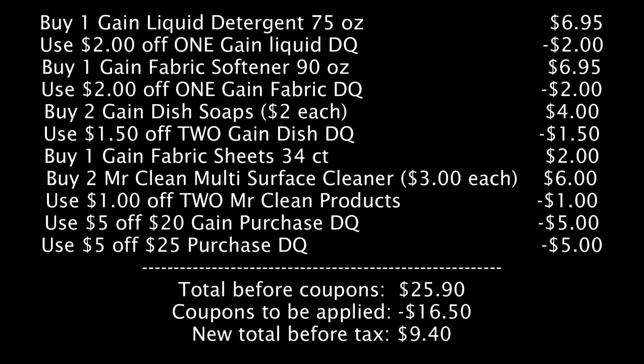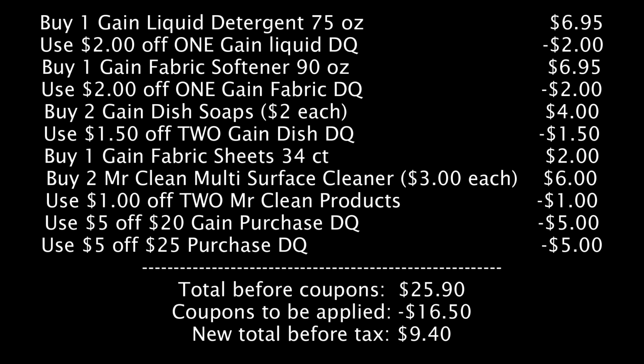Okay, now for our final scenario, we're going to buy 1 Gain liquid detergent, 75 ounce for $6.95. We're going to use the $2 off 1 Gain detergent digital coupon. Then we're going to buy 1 Gain fabric softener, 90 ounce for $6.95. We're going to use that $2 off 1 Gain fabric digital coupon. We're going to pick up 2 of the Gain dish soaps. They're $2 each. We're going to use that $1.50 off 2 Gain dish soap digital coupon.